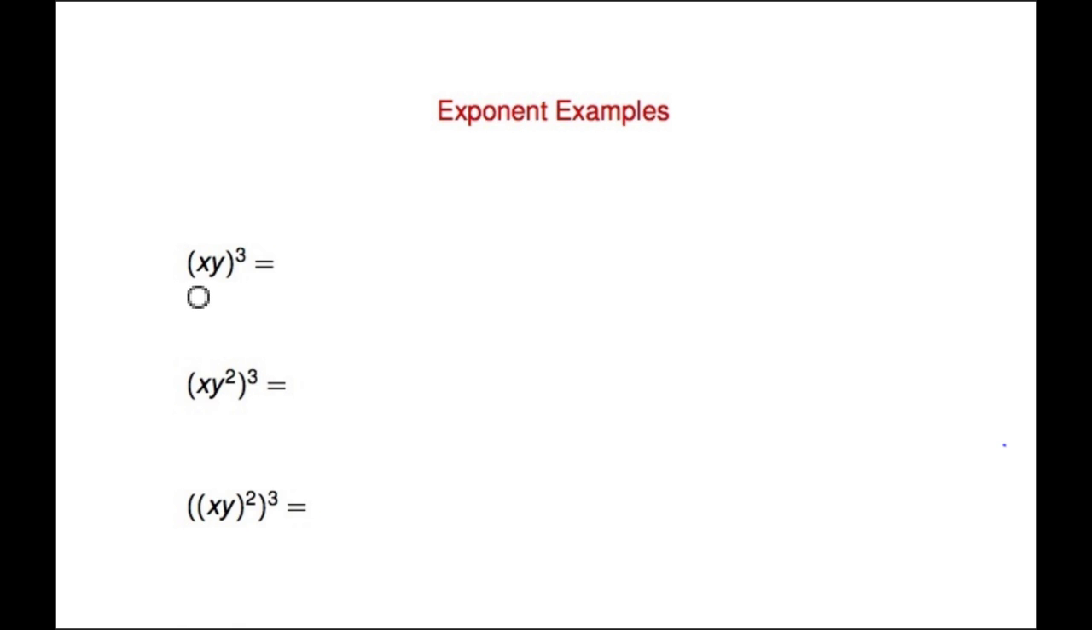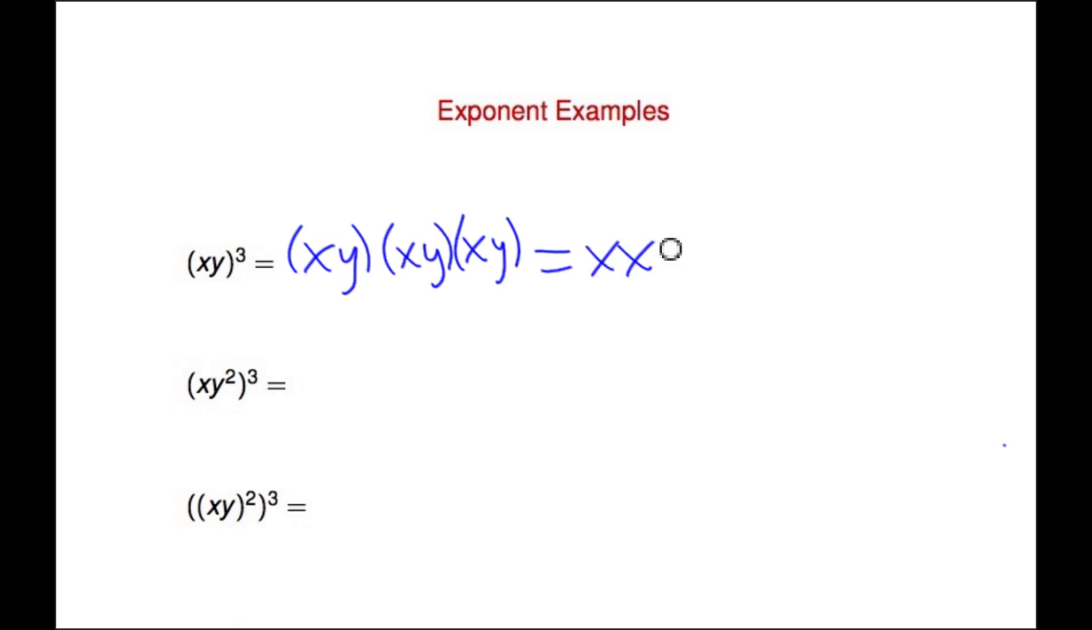So first, let's talk about how you simplify something like this. Here you have xy, x times y, all to the third. So remember that what this means is that you have xy times xy times xy. Well, when you're multiplying things, the order doesn't really matter, right? I mean, 2 times 3 is the same as 3 times 2, which means that if you have x times y times x times y times x times y, really you can write this as x times x times x times y times y times y.